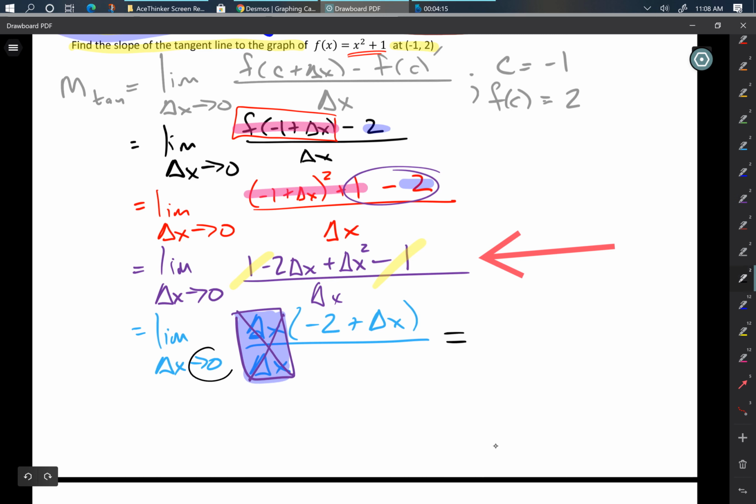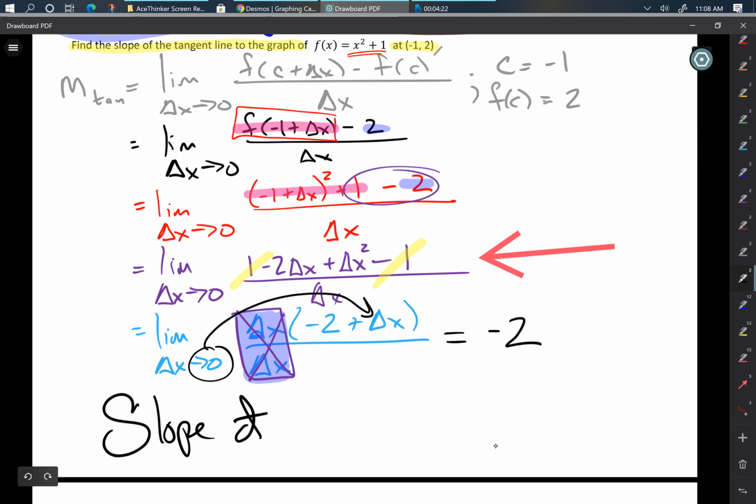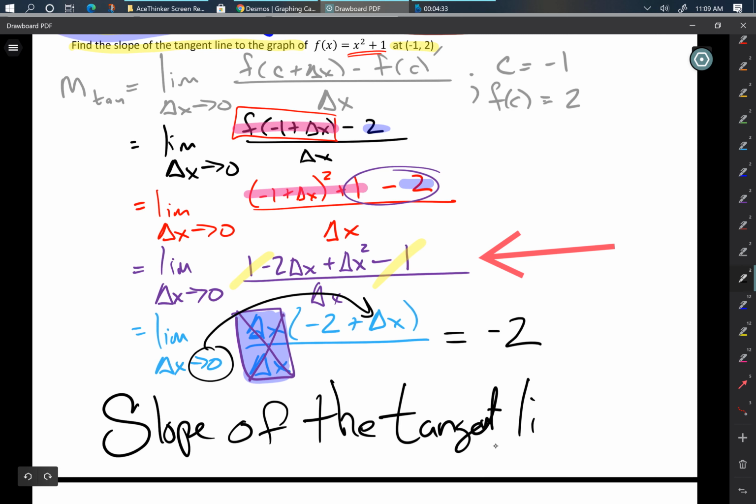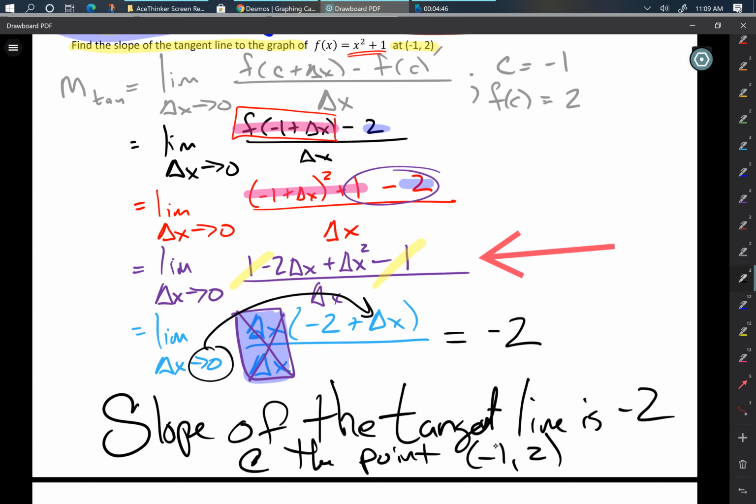And when we do direct substitution on what's left, we get a limit of -2, or that the slope of the tangent line is -2 at the point -1, 2. Remember that the slope isn't -2. The slope is -2 at that point, because somewhere else on that curve, the slope is going to be different.